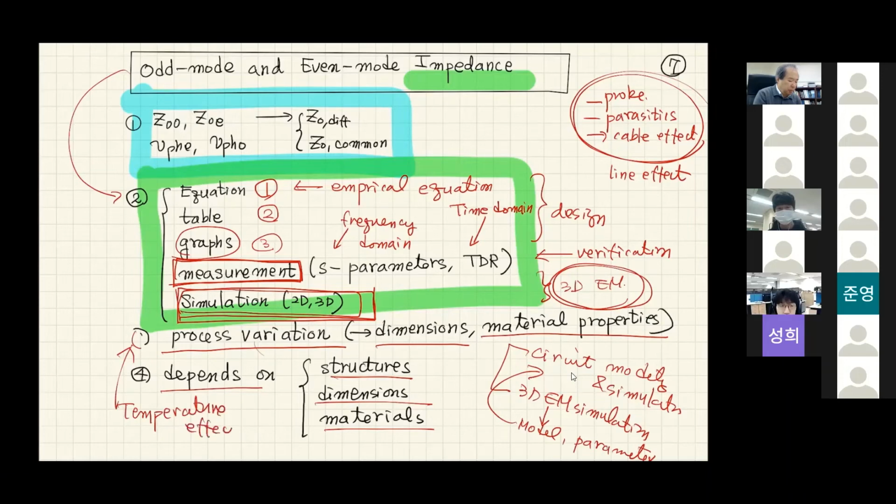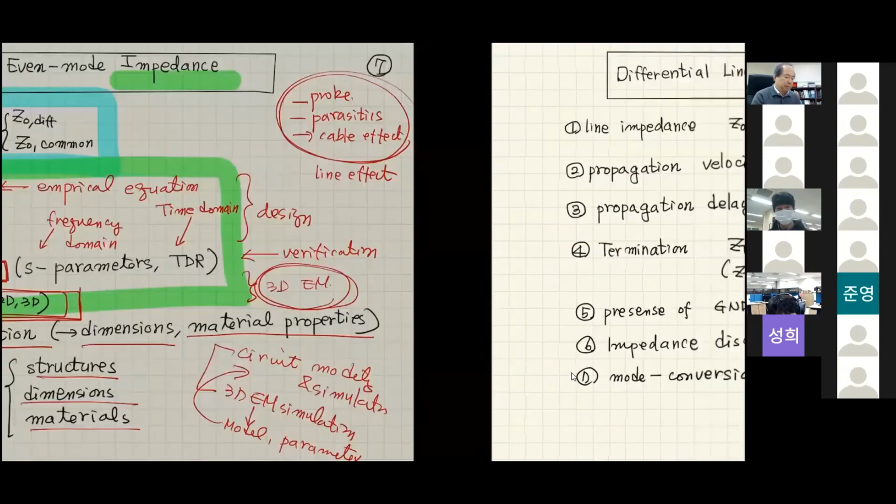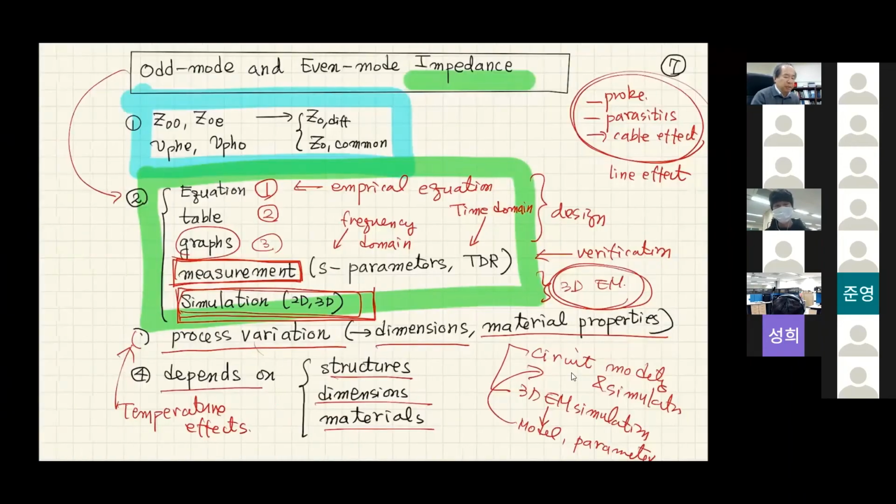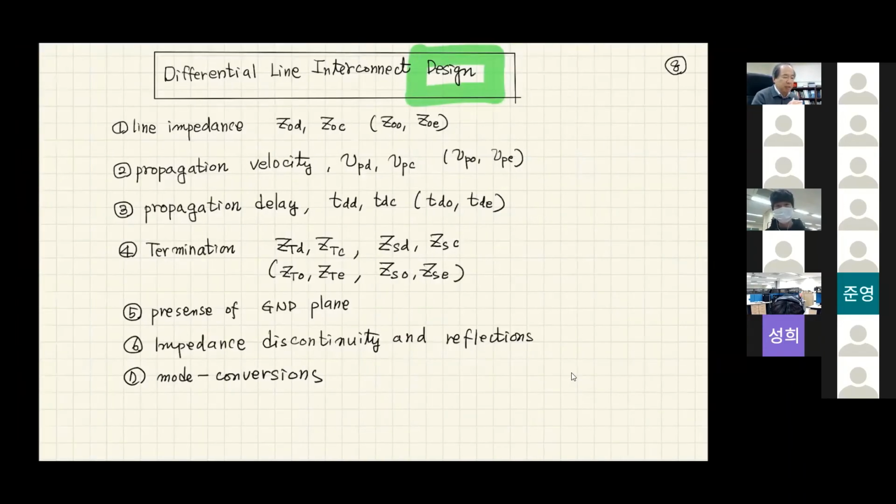Some material properties depend on temperature, so those are the difficult part of impedance and phase velocity control. Now I would like to talk about the design of the differential signaling scheme. So far I was briefly talking about the basic theory and field distributions of differential line interconnections, and now let's look at those issues from a different angle.